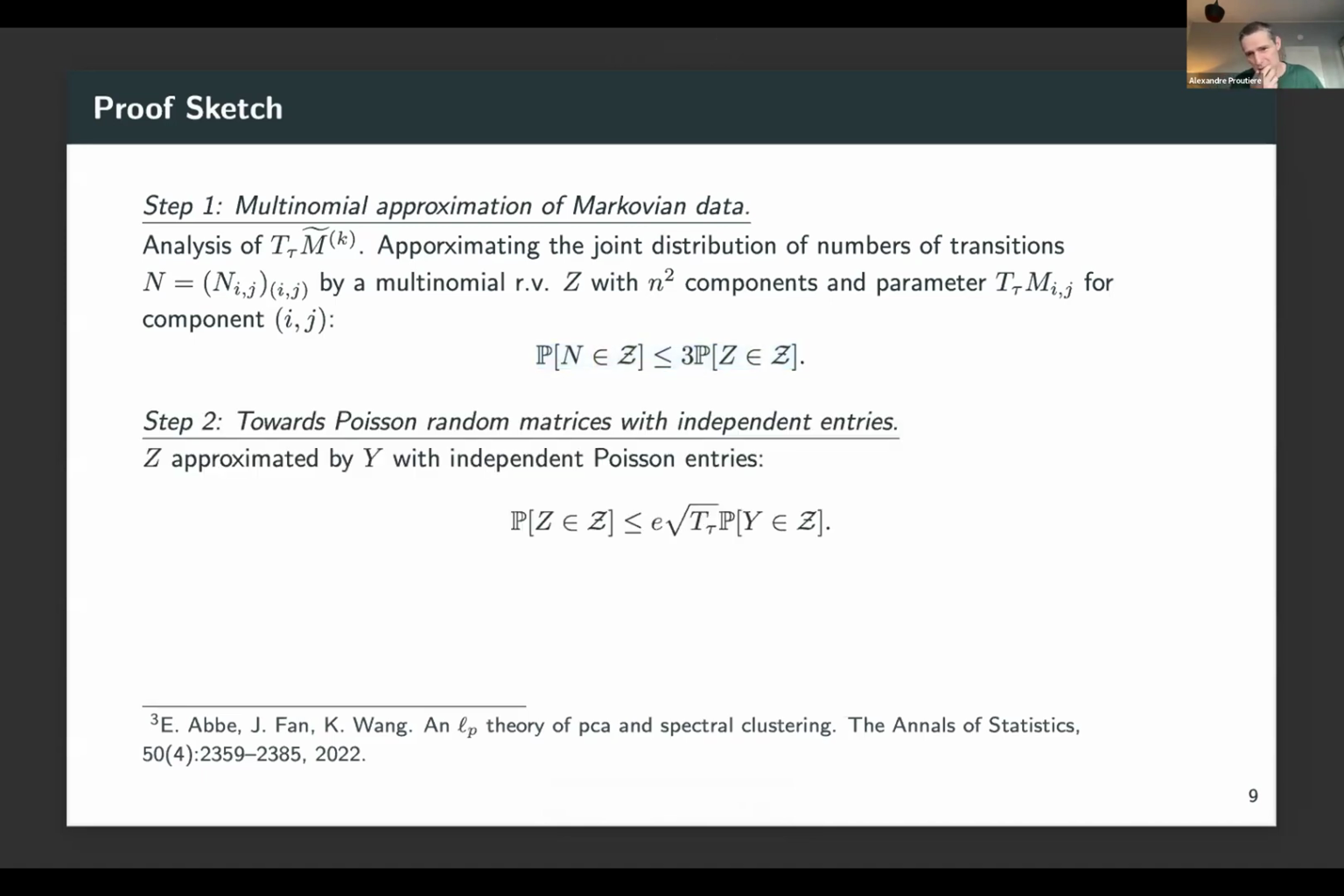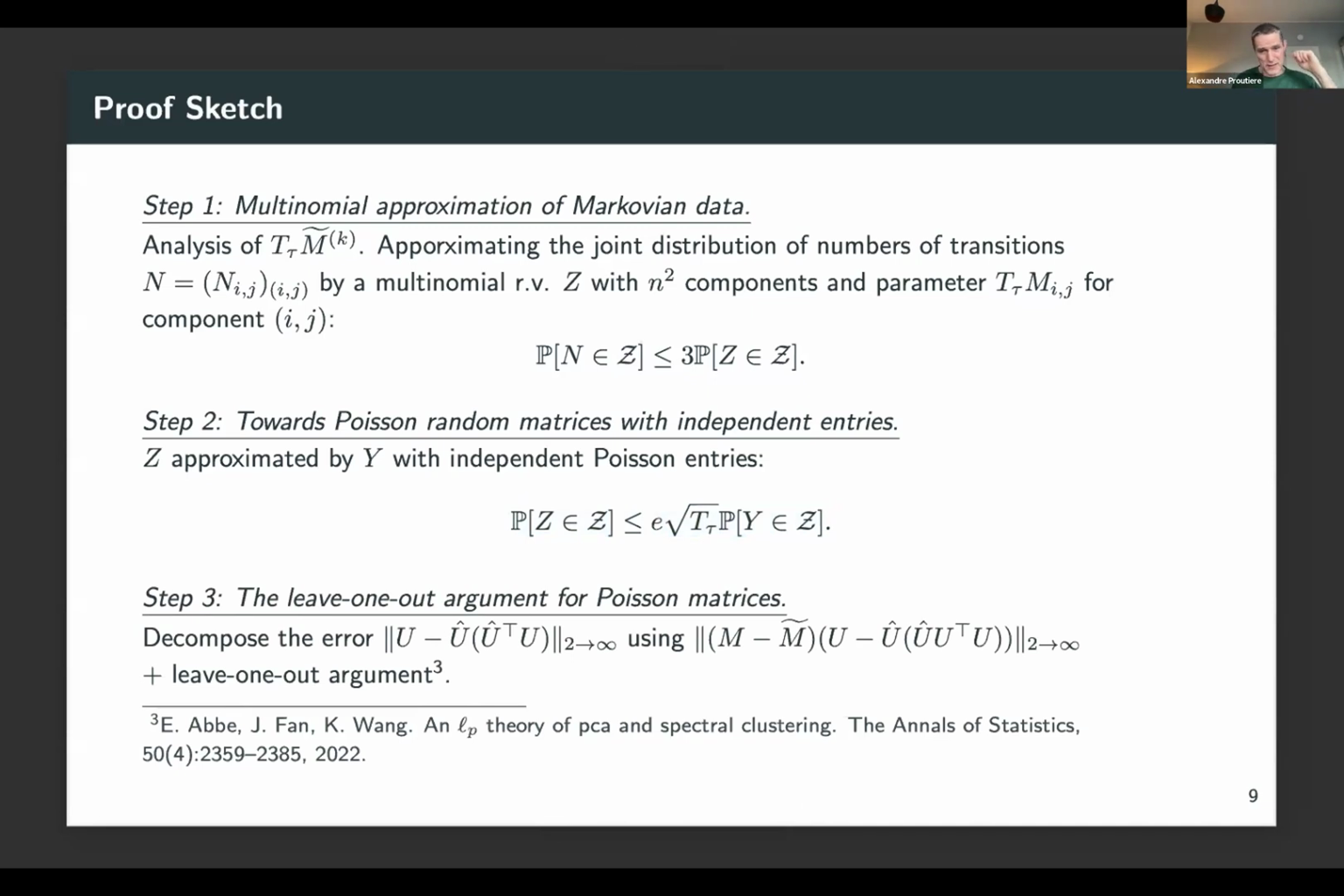The second approximation is a Poisson approximation. So it means that Z is now approximated by Y, a matrix with independent Poisson entries with averages that correspond to those of the entries of Z. And again, we can actually relate the distribution of Y to that of Z in a sufficient manner for our analysis.